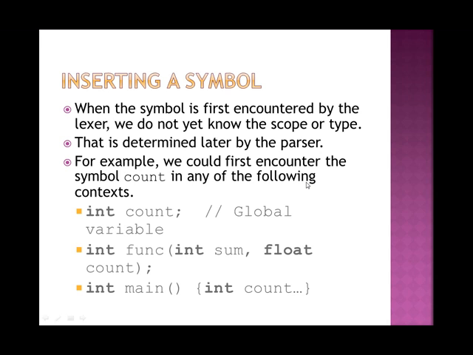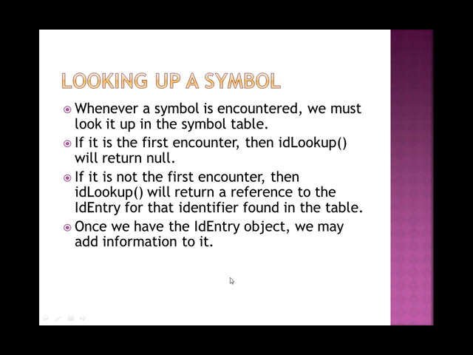Next, when the symbol is first encountered by the lexer, we don't yet know the scope or the type. That is determined later by the parser. At first there is a requirement of the name and the data type. For example, we could first encounter the symbol count in any of the following contexts. That is int count, a variable. Then int func, an int function that contains two parameters, int sum and float count. Then there is an int main function that contains the int count.